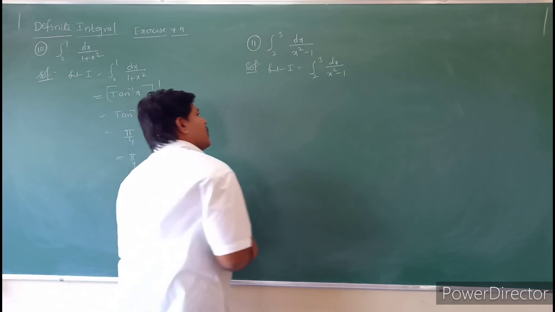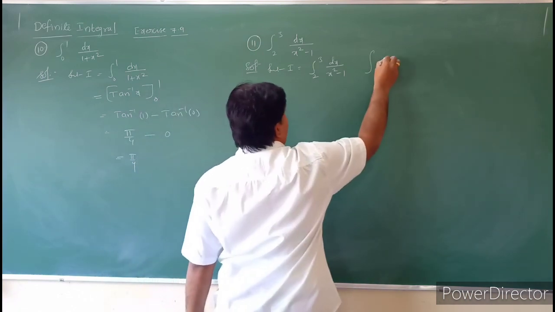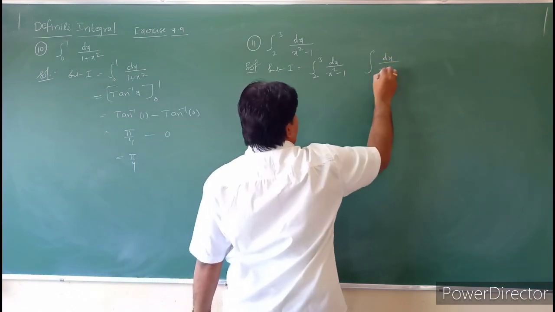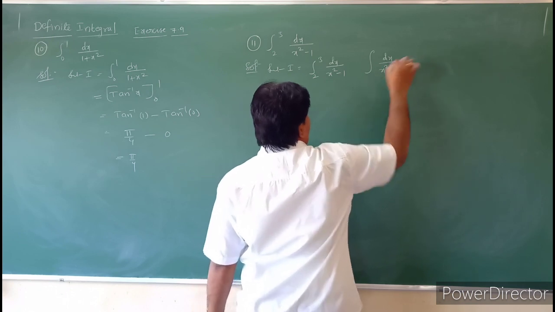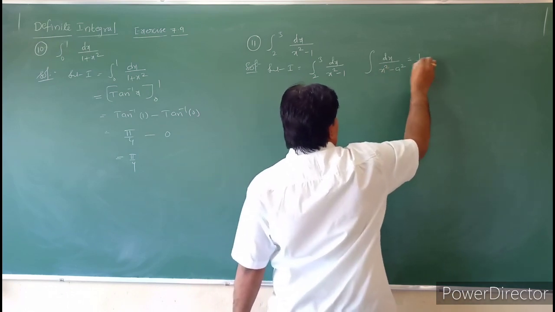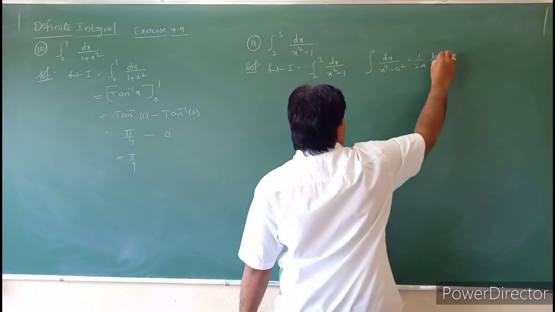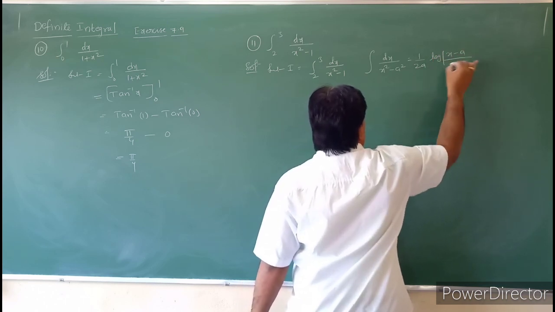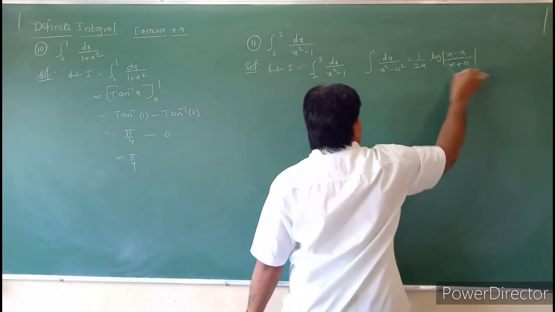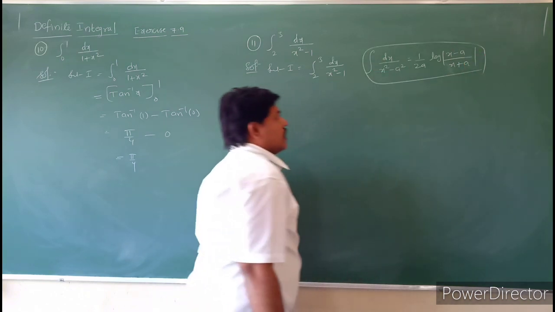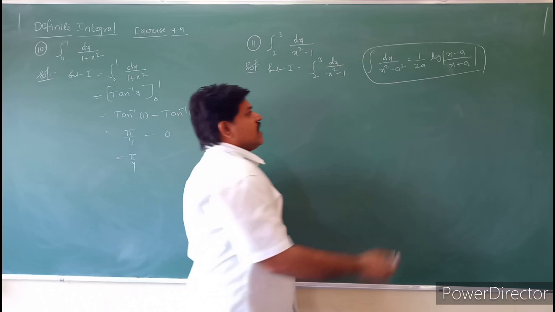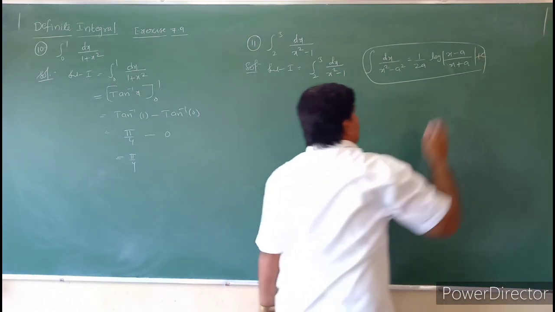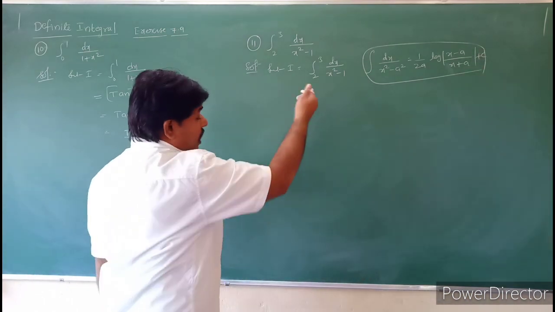So what is this formula? This is in the form of integral of dx by x square minus a square. The formula for integral of dx by x square minus a square is 1 by 2a into log of mod x minus a by x plus a. Yes or no? So in the place of a, you have 1.